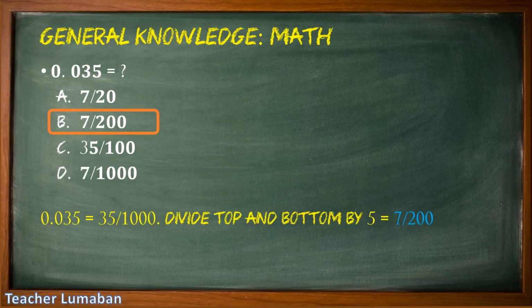0.035 equals 35/1000. Divide top and bottom by 5 equals 7/200.